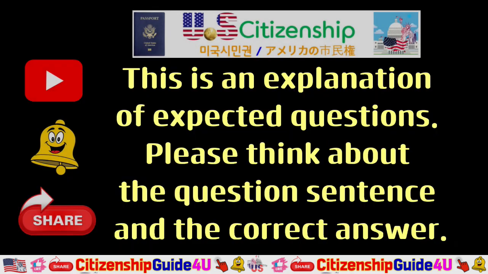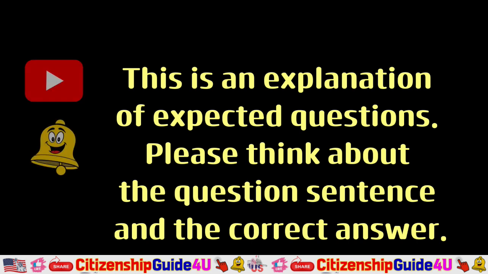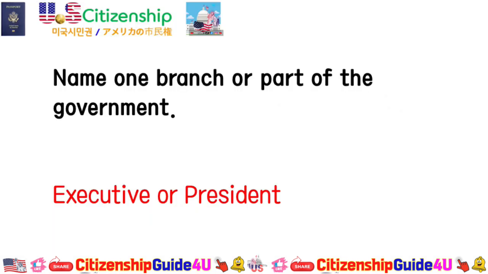In many democracies, including the United States, the government is organized into three fundamental branches. The executive branch, led by the president or prime minister, is responsible for implementing and executing laws. The legislative branch is tasked with enacting laws. Lastly, the judiciary interprets the law, reviews the constitutionality of laws, and has the authority to resolve legal disputes. Name one branch or part of the government.